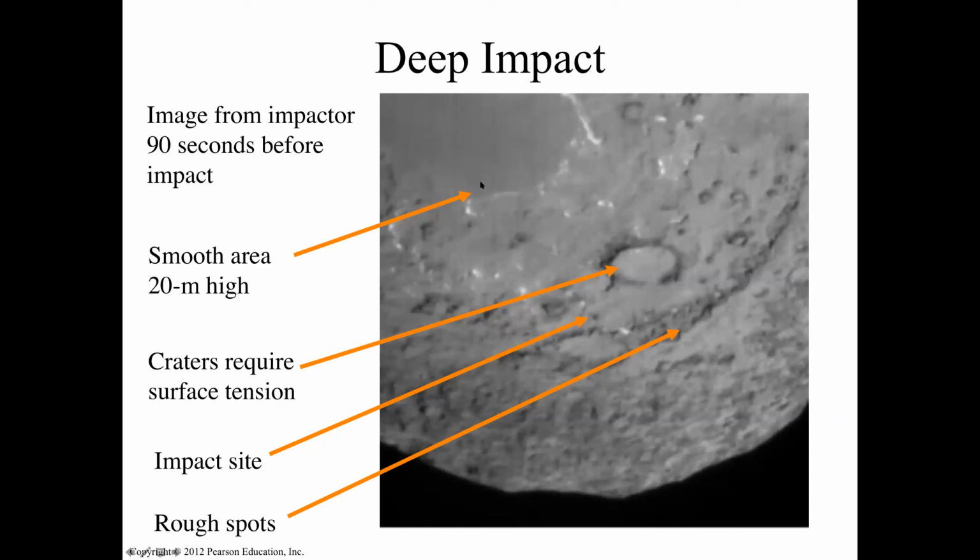So there are these smooth areas, probably about 20 meters high. There are craters. These can show the surface tension at some point. So it could have undergone significant changes. And then we have some rough spots. Again, this is just what we see from a picture.